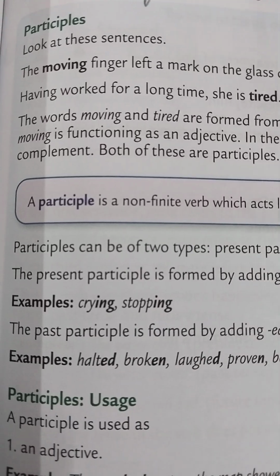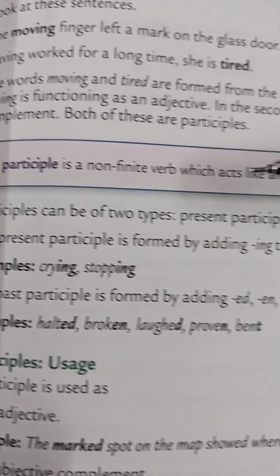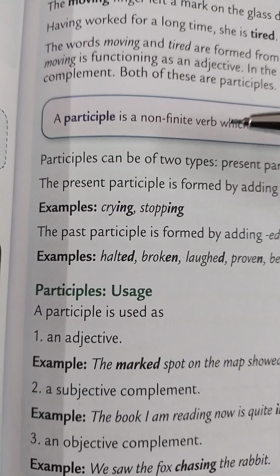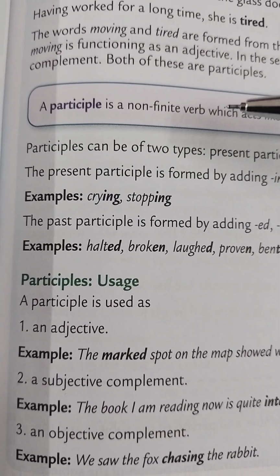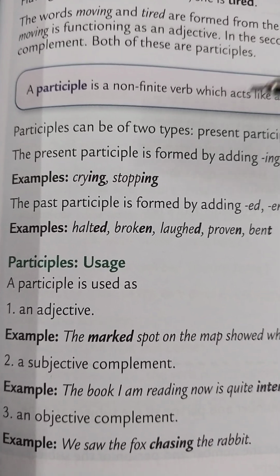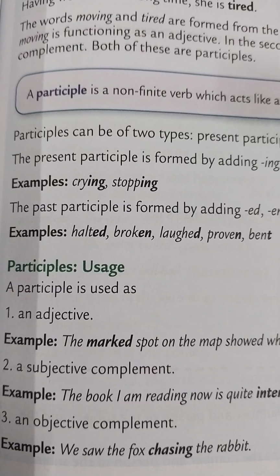Now participles. What are participles, children? A participle, children, is a non-finite verb which acts like an adjective or a noun in a sentence. So participle is also a non-finite verb like gerund, but it acts as an adjective or a noun in a sentence. For example, crying, stopping, etc.